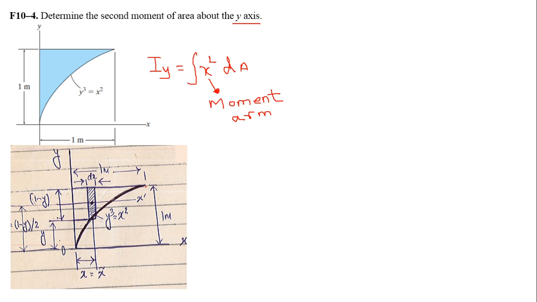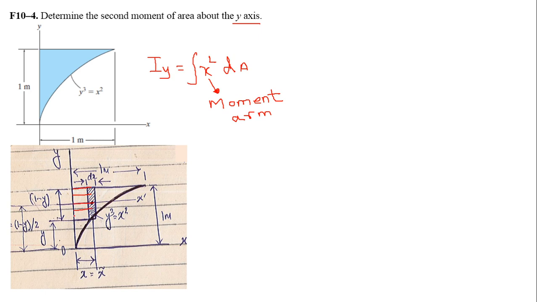So now this strip is parallel to the y-axis. Why have we considered a vertical strip? Because we were asked to find the second moment of area about the y-axis, so we have considered a strip that remains parallel to the y-axis. And why have we done this? Because in this way, the moment arms measured from the y-axis along the length of this strip remain the same, meaning they have the same value, the same length.